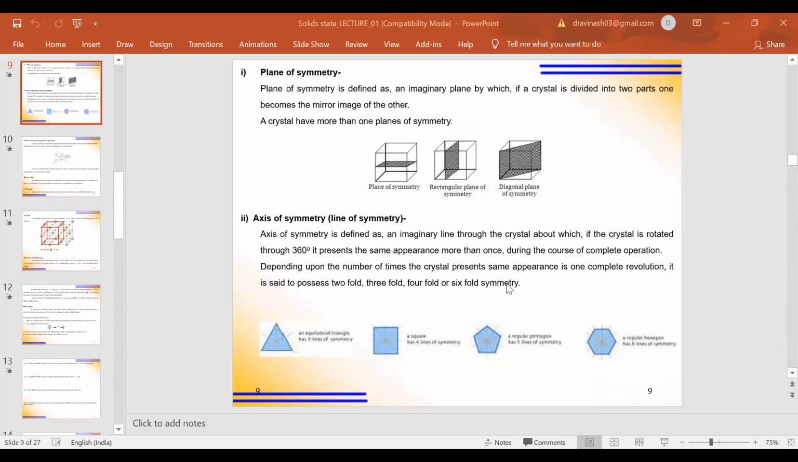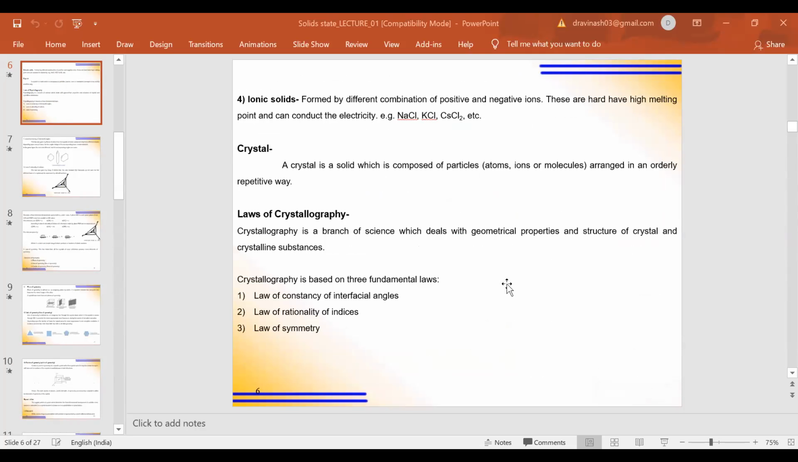Next point, that is the law of crystallography. It is a branch of science which deals with the geometrical properties and structure of crystals and crystalline substances. We can also say crystallography is a branch of physical chemistry and of solid state chemistry, which deals with the study of the geometrical properties and the structure of crystals and crystalline substances. It is called crystallography.